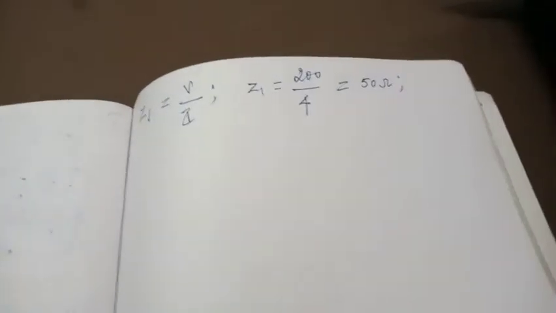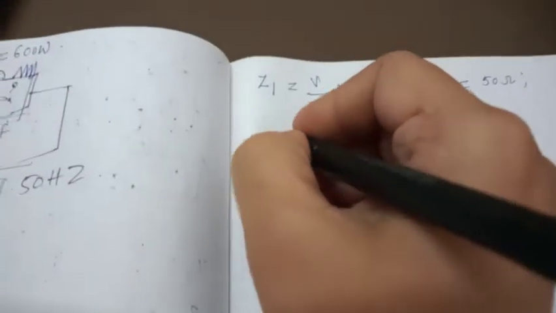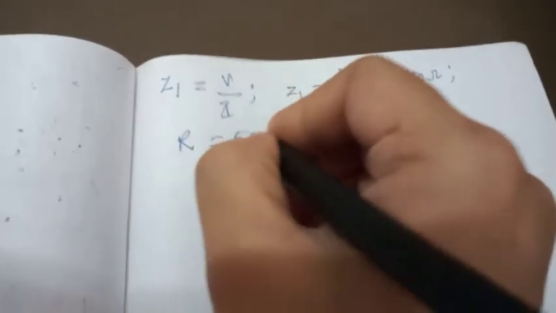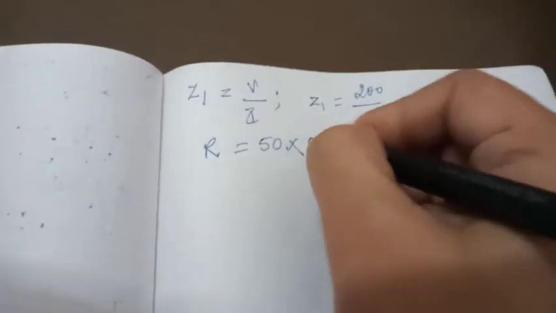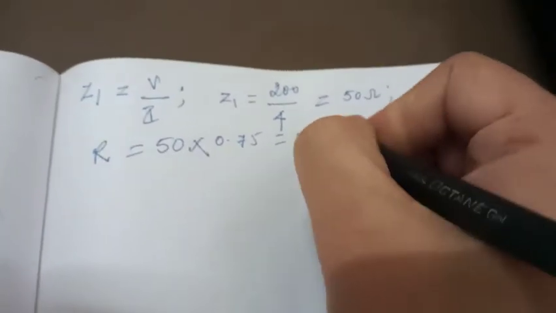Okay, magnitude of Z1. So what is the formula? R is equal to Z1 into cos phi. What is the resistance of the coil? Z1 is 50, so 50 into cos phi. The power factor of the coil we have calculated is 0.75. So 50 into 0.75 is 37.5 ohms.